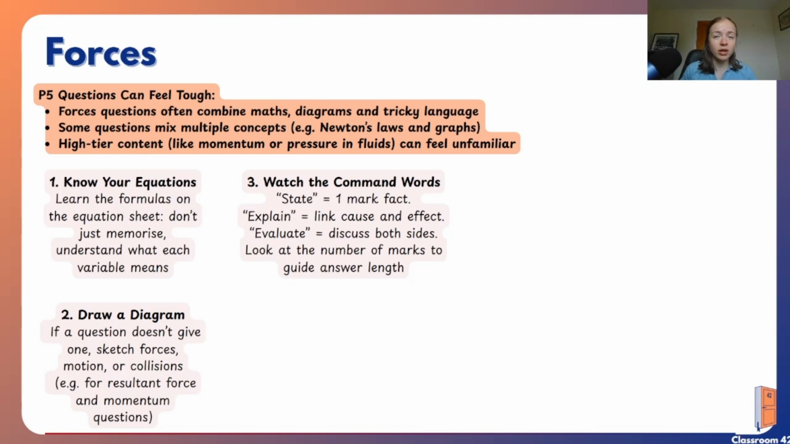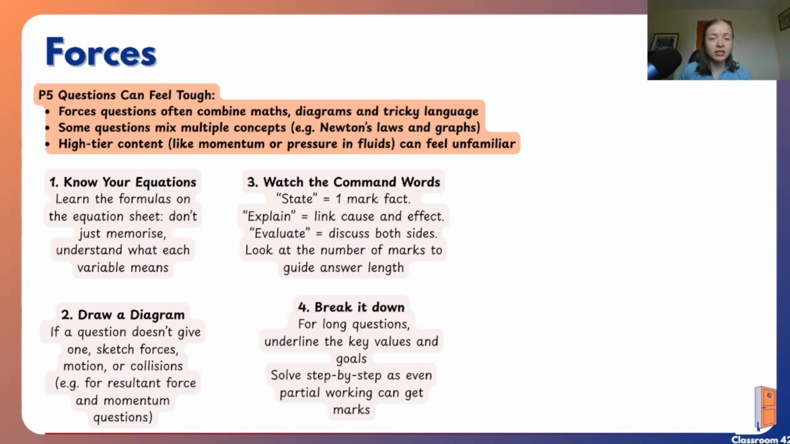Also, watch those command words. Remember that state is given just a 1 mark fact, whereas for explain, you will need to give both a link to a cause and an effect. And if it's evaluative, you need to be discussing both sides of an argument. So firstly, identifying what those two sides are, and then making sure you refer to both. And looking at the number of marks to give a guide to answer length is really useful in this type of question, because it can help you understand what you need to be doing in order to get the marks, which can help break it down in the mind and give you some time to calm down before putting anything from pen to paper.